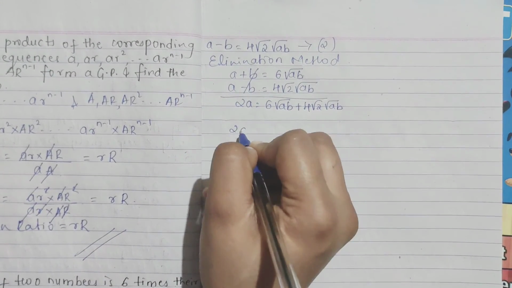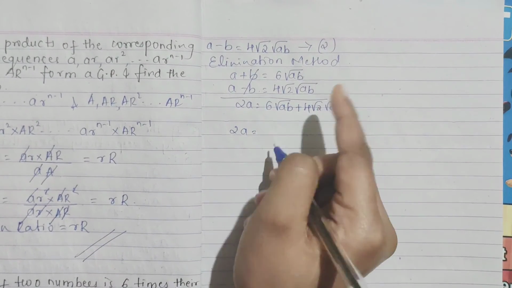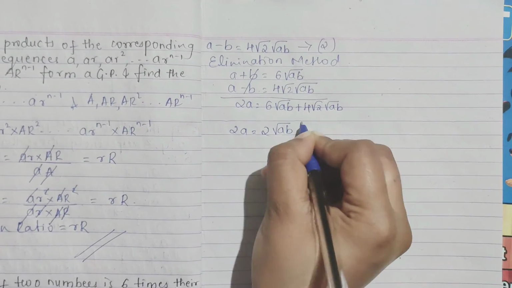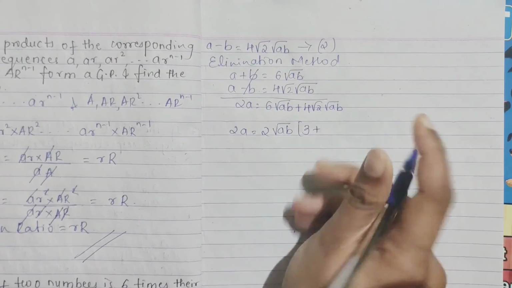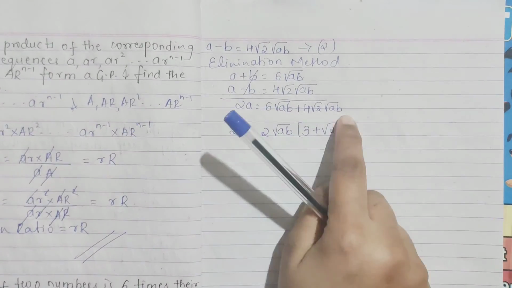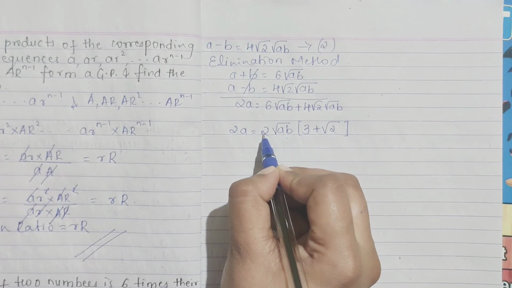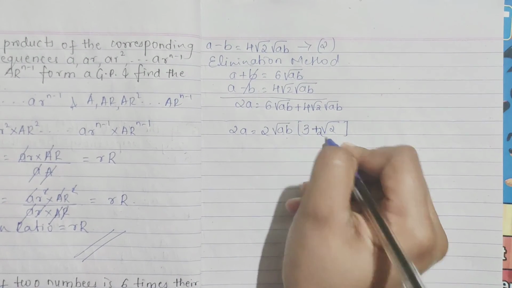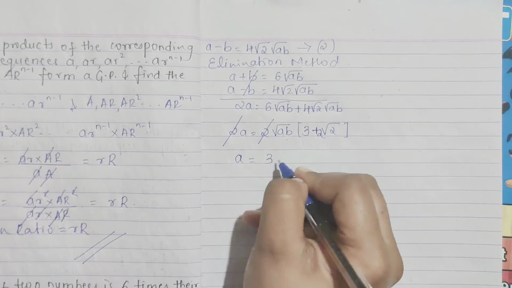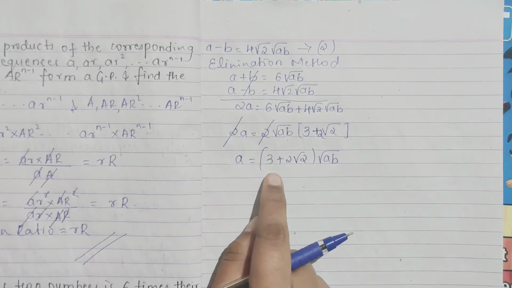Now what can I do? From 2A, from this 6 and 4, I can take 2 common, and even root AB I can take common. I will be having 3, and here I will be having 2 root 2. So this 2 gets cancelled. So basically A equals 3 plus 2 root 2 times root AB. So from here you have got the A value.